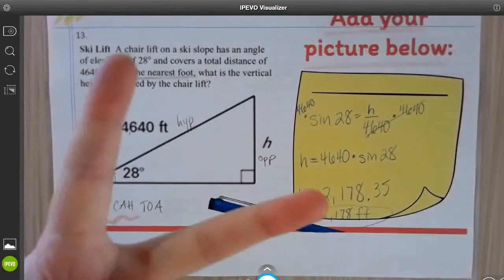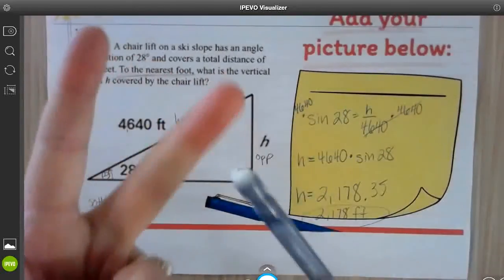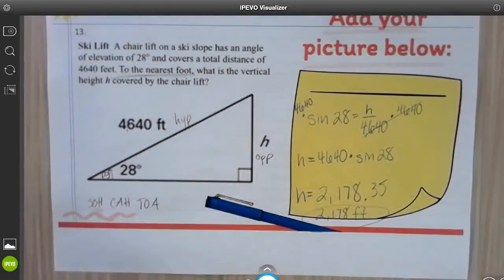Okay, so those are your 2 tasks for today. Finish these questions and then work on the Delta Math. If you have any other questions, let me know via email.